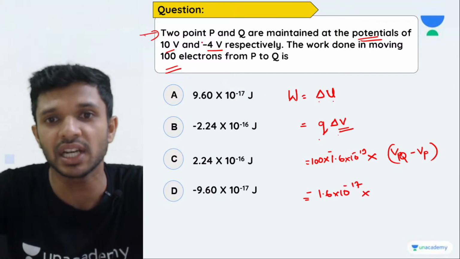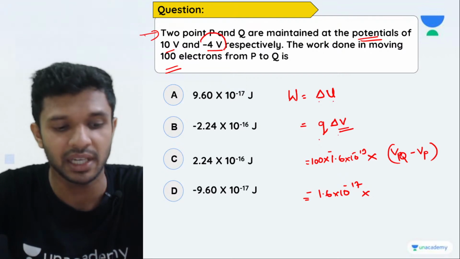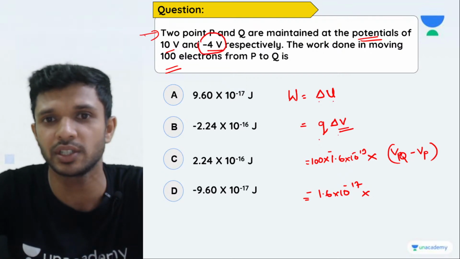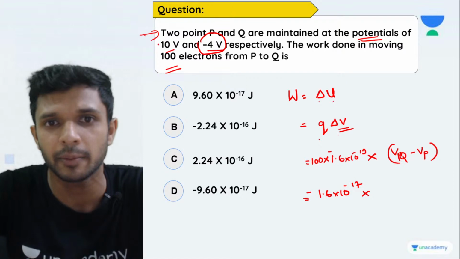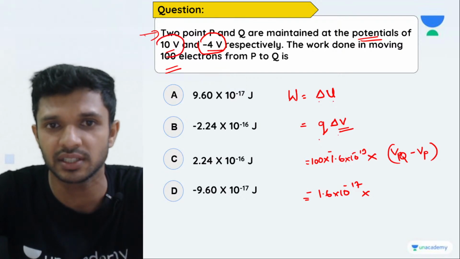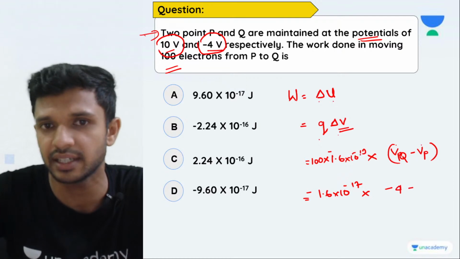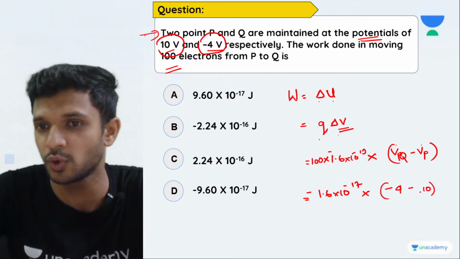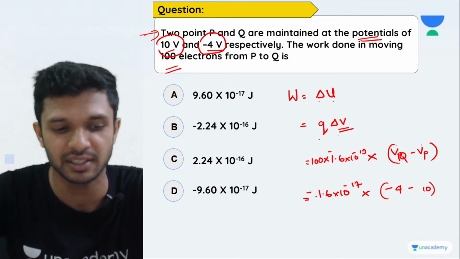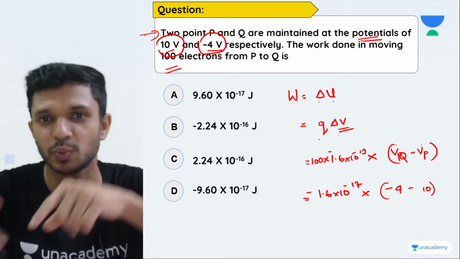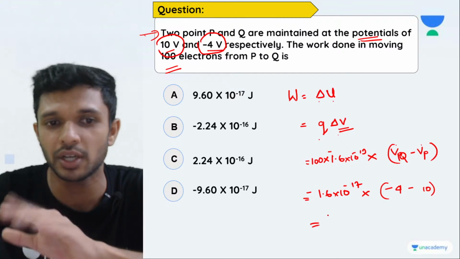The potential at the point Q is given as minus 4. Can you all see? Yes sir. Then we have the potential at the point P also, it is 10. So for potential difference VQ minus VP, that is minus 4 minus 10, which is minus 14. The minus into minus cancels, so we'll have the positive answer.